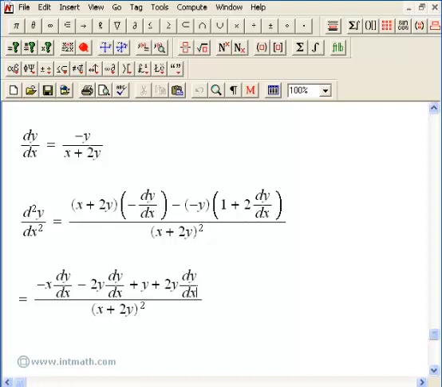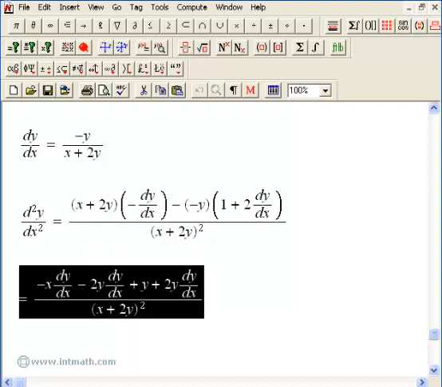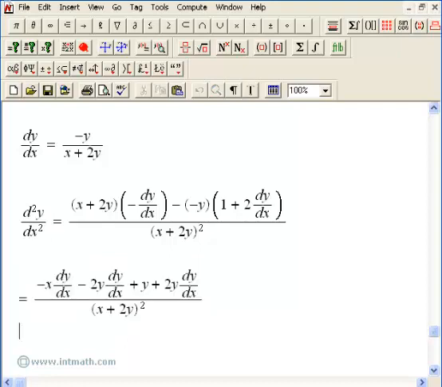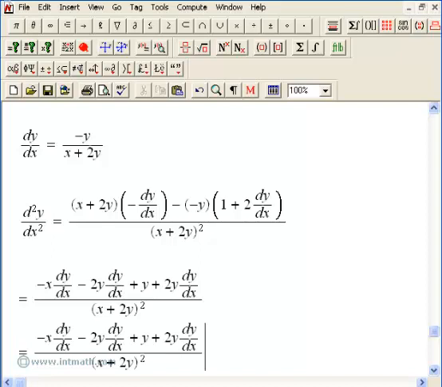Now, what we notice is this minus 2y dy/dx and this plus 2y dy/dx are just going to cancel each other off. So what we can write is that's gone and that's gone. And that is our answer.